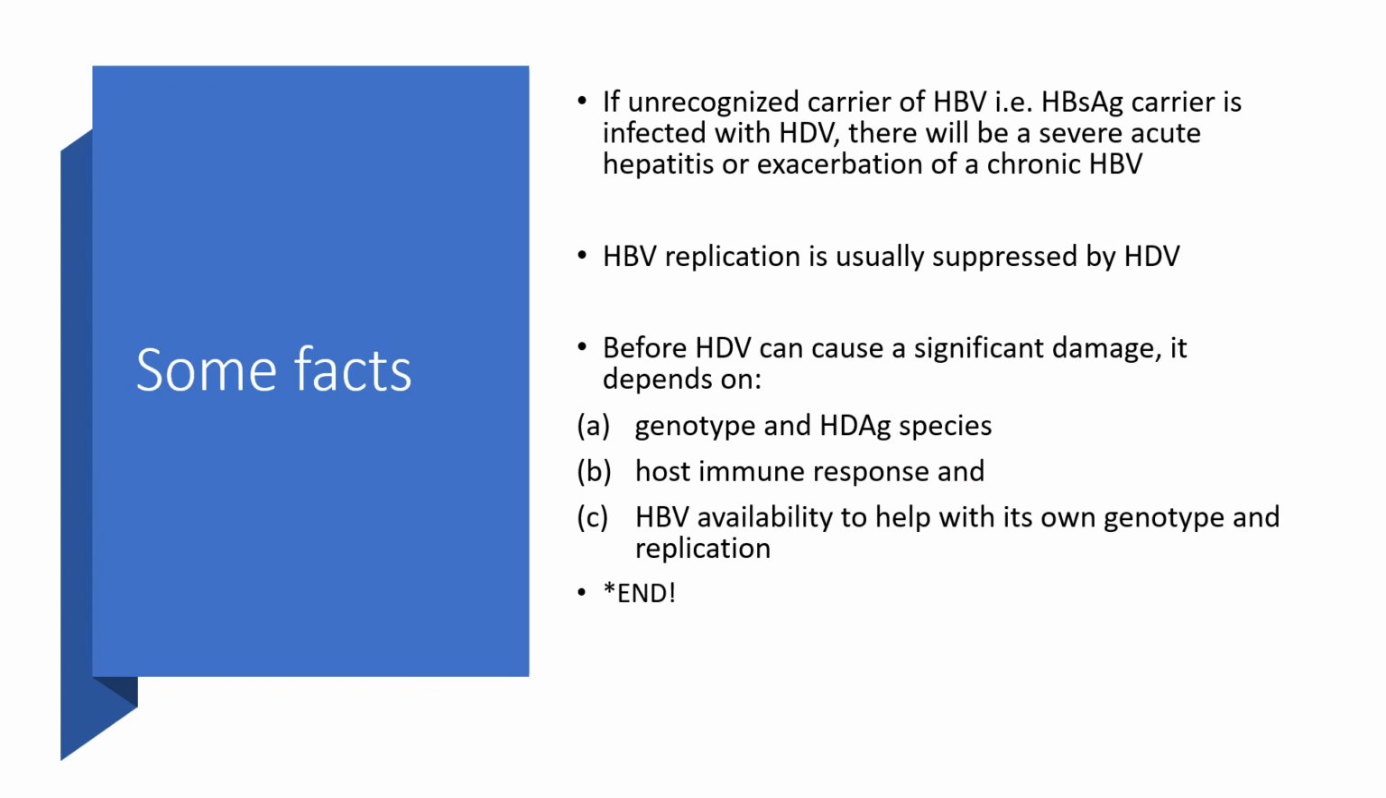Still on some basic facts, if an unrecognized carrier of hepatitis B virus, meaning a hepatitis B surface antigen carrier, is infected with hepatitis D, there will be a severe acute hepatitis, or there can be exacerbation of a chronic hepatitis B. Hepatitis B replication is usually suppressed by hepatitis D virus. Before hepatitis D virus can cause significant damage, it must depend on the following: the genotype and the antigen species of hepatitis D, the host immune status and response, and of course, the availability of hepatitis B to help with its own genotype and replication.